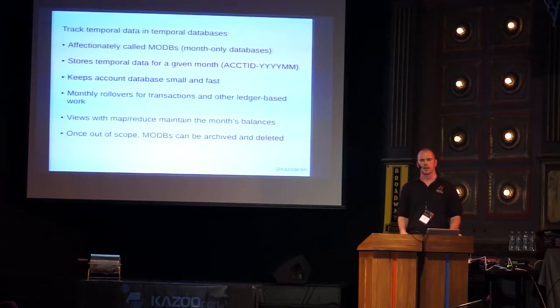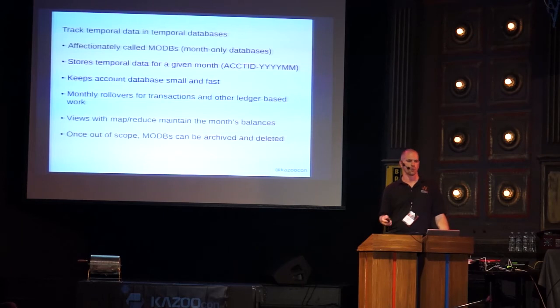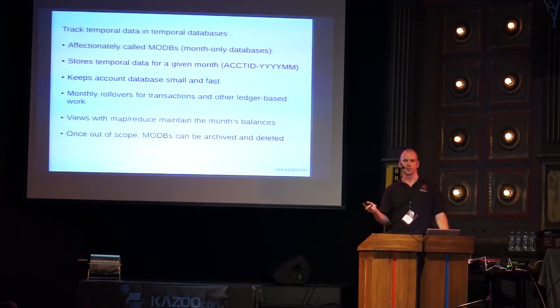We heard about the MODBs from Carl. So we track transactions in the MODBs. Every time there's a credit or a debit from the funds in your Kazoo account, that creates a transaction in the MODB. Then we can just run a view to sum it all up and figure out what your balance is. At the end of the month, we do a roll up and roll that over into a new transaction for the new MODB.